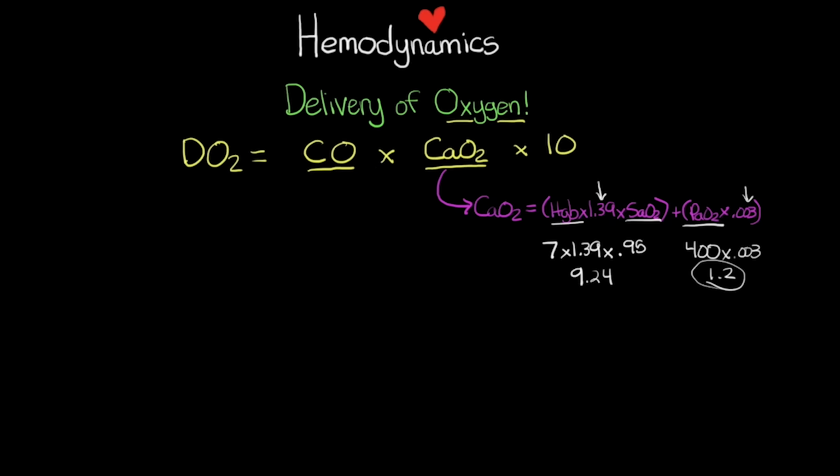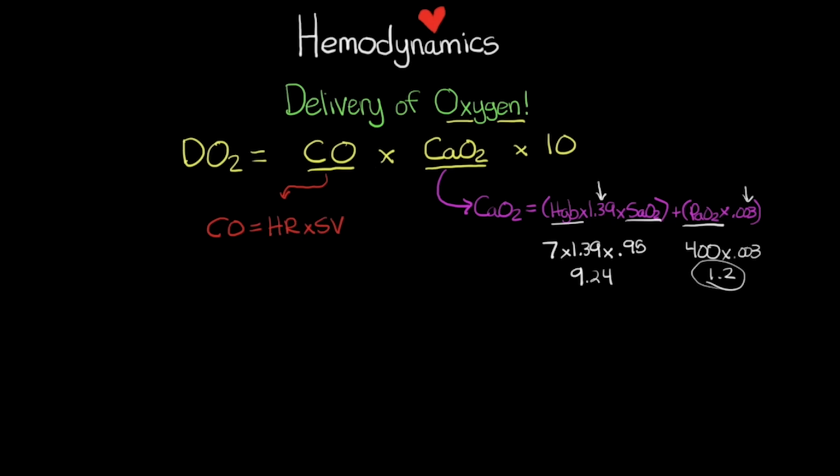Hopefully that makes a little bit of sense for you guys in understanding how we determine how much oxygen is going to be in our blood. If we go back and look at our delivery of oxygen equation, the other factor used in determining how much oxygen we're delivering is our cardiac output. If we bring that down here, we have another equation for this: cardiac output is equal to our heart rate times our stroke volume.